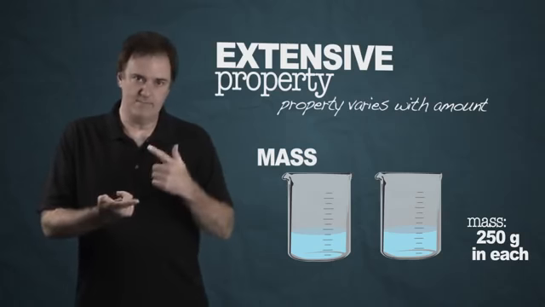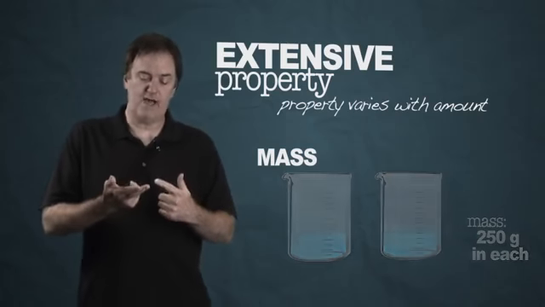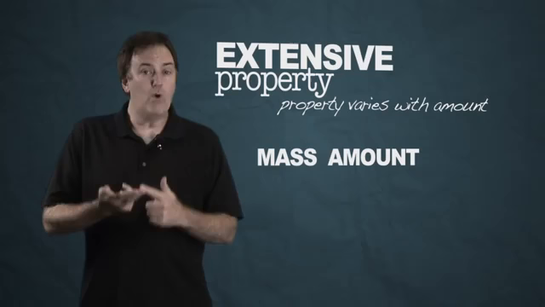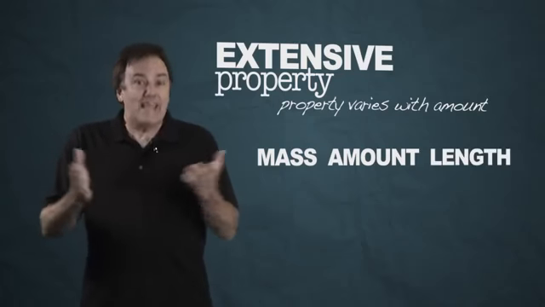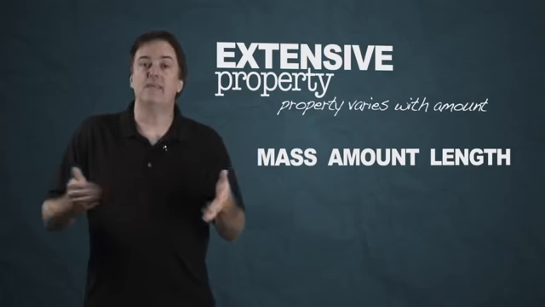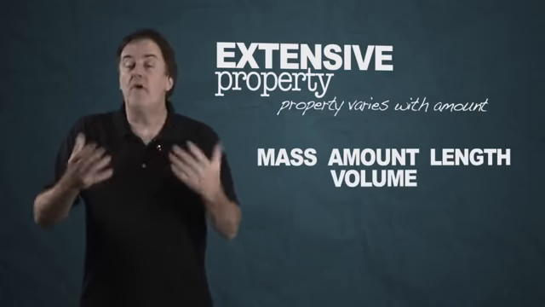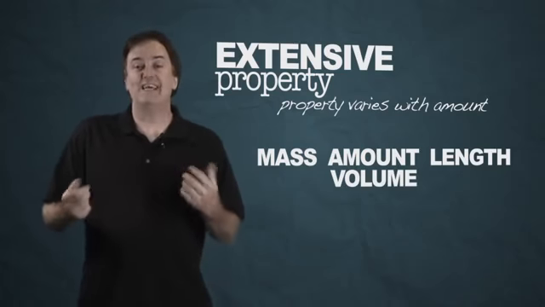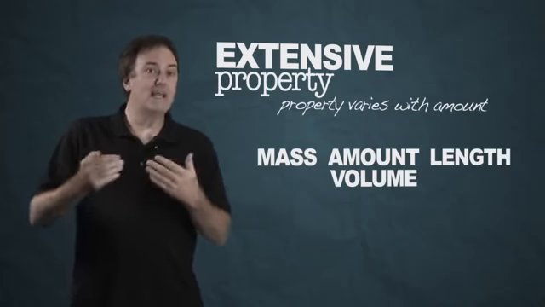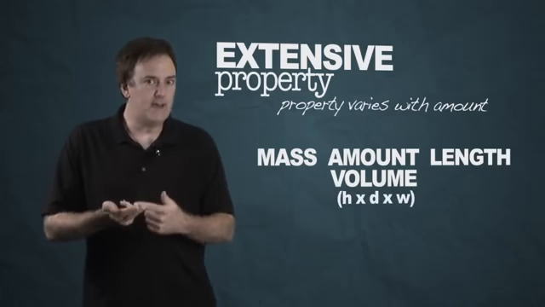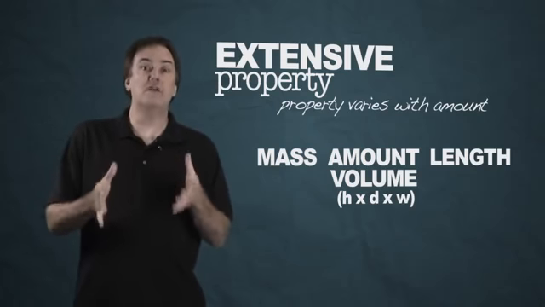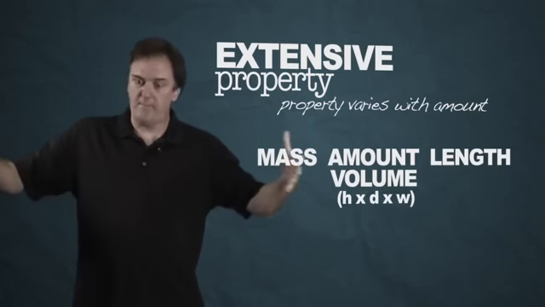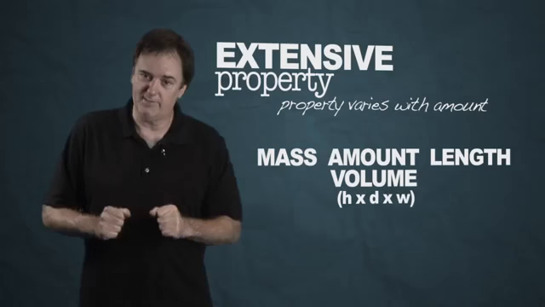We quantify in mass in grams, we quantify amount itself in moles of substance. We quantify length. How long is something? How tall is something? Volume's a great example of an extensive property that actually brings in length 3 times: height, depth, and width. You multiply all 3 of them, you get yourself a volume, which is very extensive. You get more amount, you get a bigger volume.